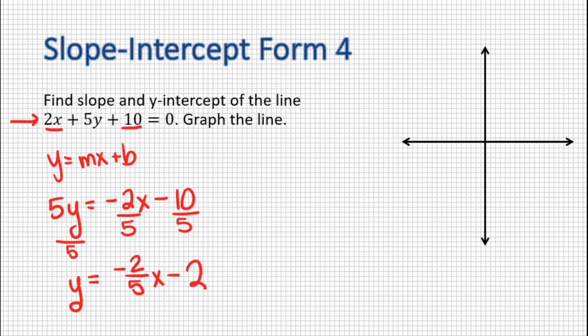Find your y-intercept. It's 2. Deal with your slope, it's a negative slope, so I need to go down 2, and then I need to go over 5. 1, 2, 3, 4, 5. Obviously approximate, and here we go. A straight line connecting those 2 points.